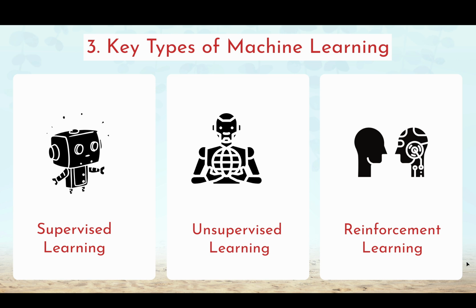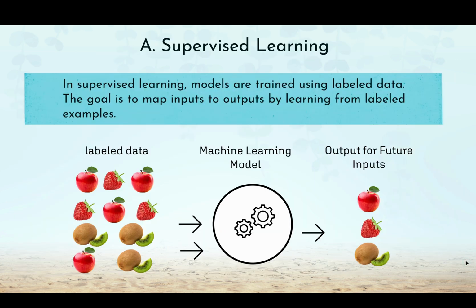A. Supervised learning. In supervised learning, models are trained using labeled data, meaning each input comes with a corresponding correct output. The model's goal is to learn the relationship between the inputs and outputs by analyzing these labeled examples. Over time, the model identifies patterns within the data that allow it to map new inputs to the correct outputs.